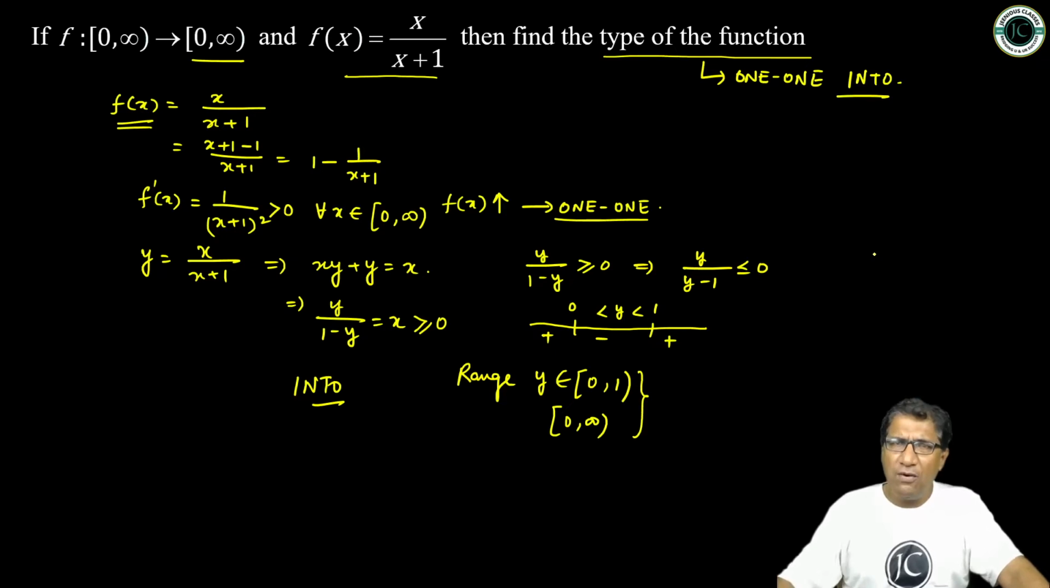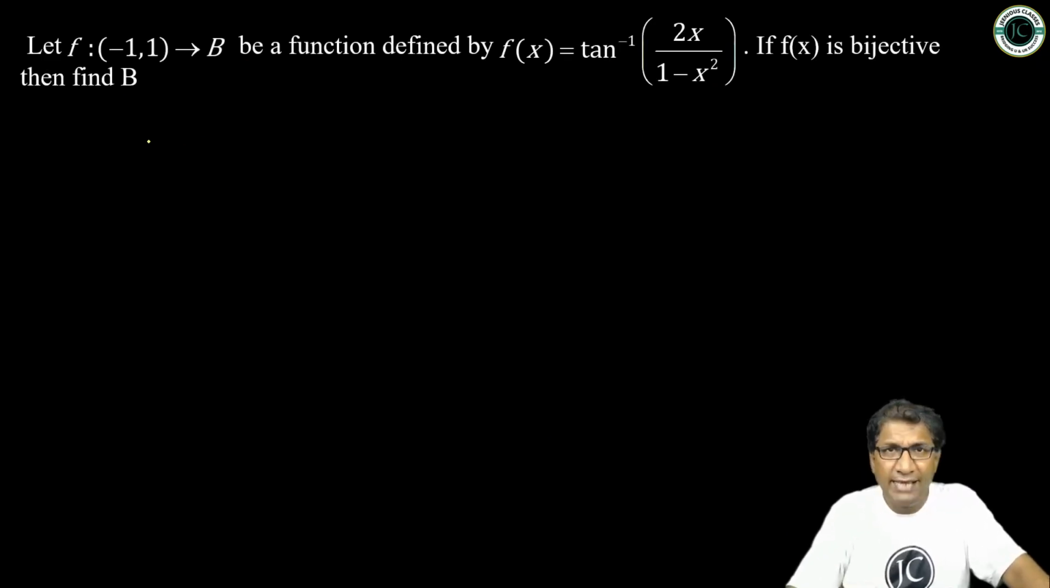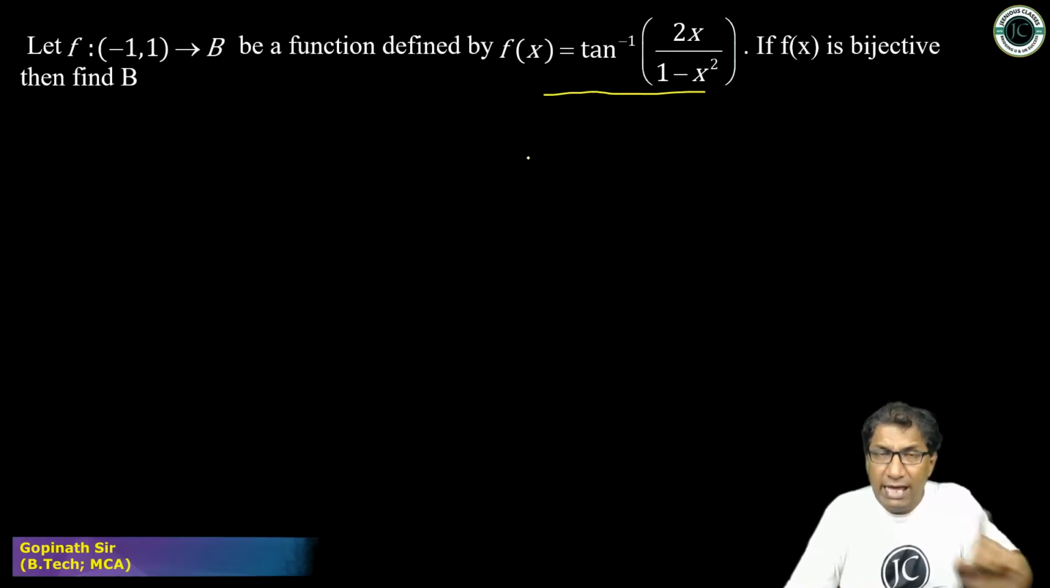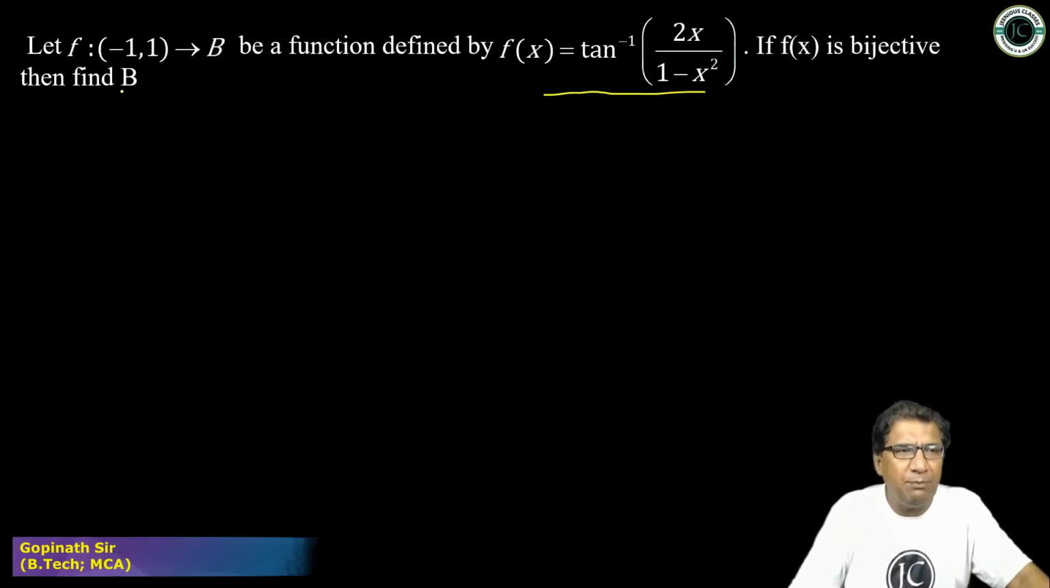Is it clear to all of you? Okay, let us take another problem. In this problem, they have said that f is from minus 1 to 1 to B, a function defined by f(x) is tan inverse of 2x by 1 minus x square. If f(x) is bijective, bijective का मतलब f(x) is 1-1 as well as onto, then find B.